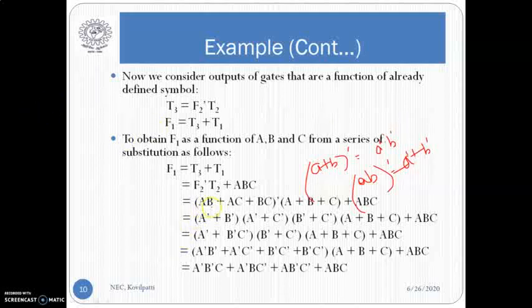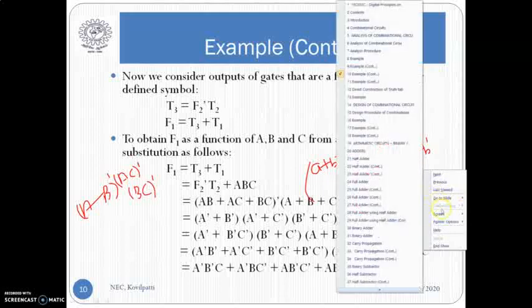So first, A B plus A C plus B C the whole dash. First we apply the law, and it changes to AB the whole dash into AC the whole dash into BC the whole dash. Again we apply the law: A dash plus B dash into A dash plus C dash into B dash plus C dash, into the T2 term, that is A plus B plus C, plus the T1 term, which is ABC.